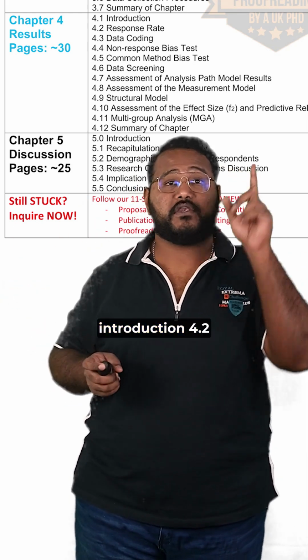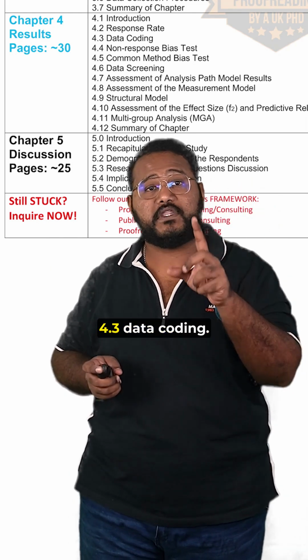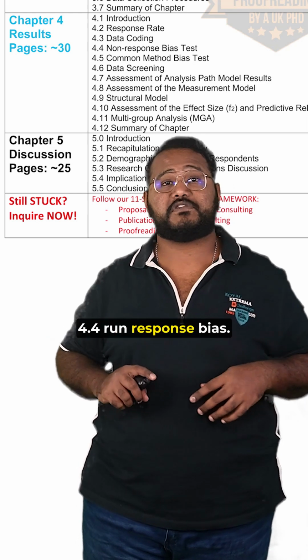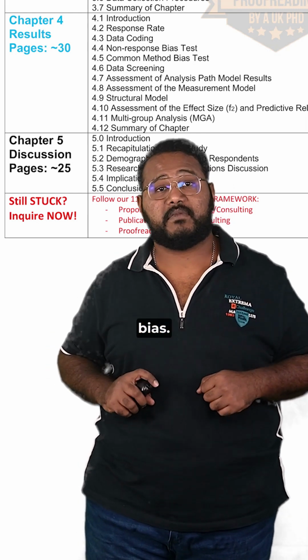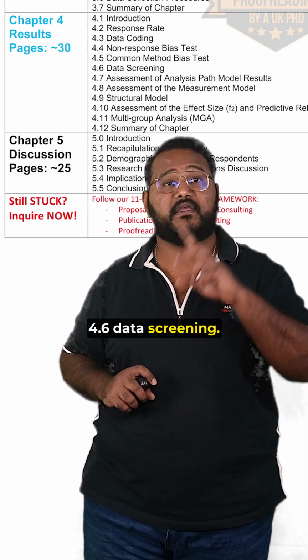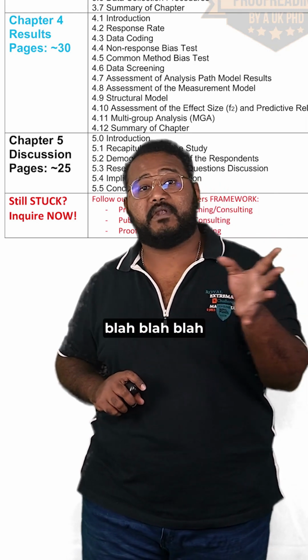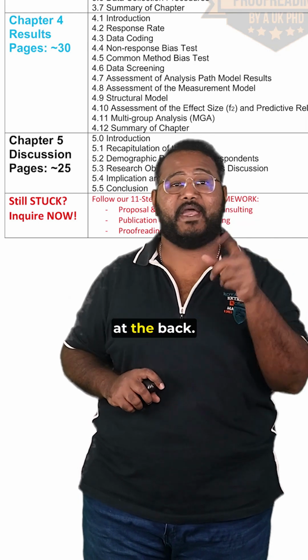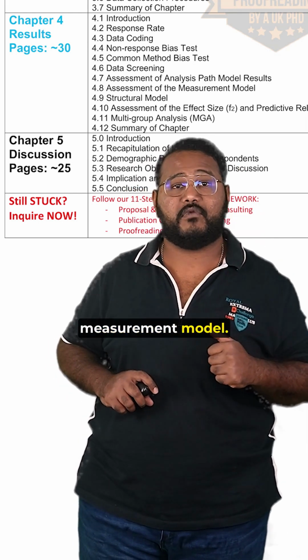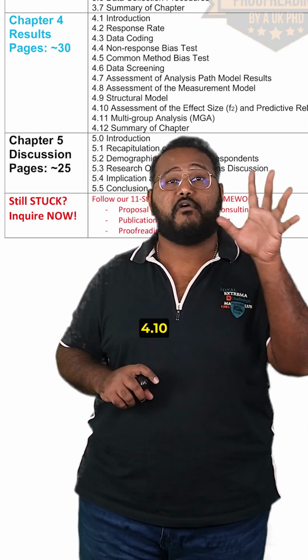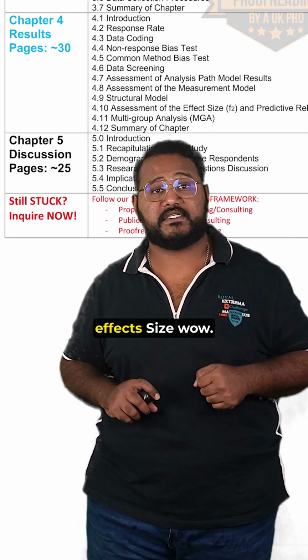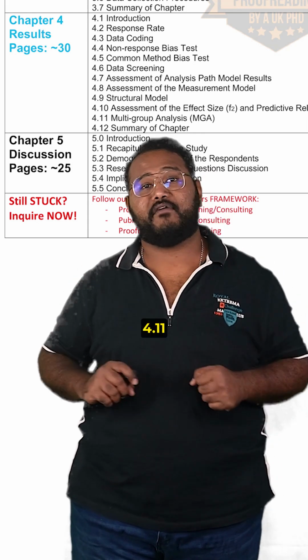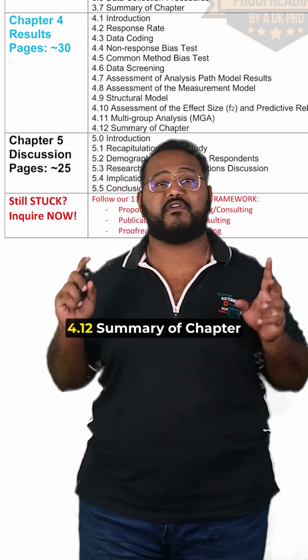So now 4.1 introduction, 4.2 response rate, 4.3 data coding, 4.4 run response bias, 4.5 common method bias, 4.6 data screening, 4.7 assessment of blah blah blah blah blah blah. You guys can read at the back. 4.8 assessment of the measurement model, 4.9 structural model, 4.10 assessment of the effects size. Wow. 4.11 multi-group analysis, 4.12 summary of chapter.